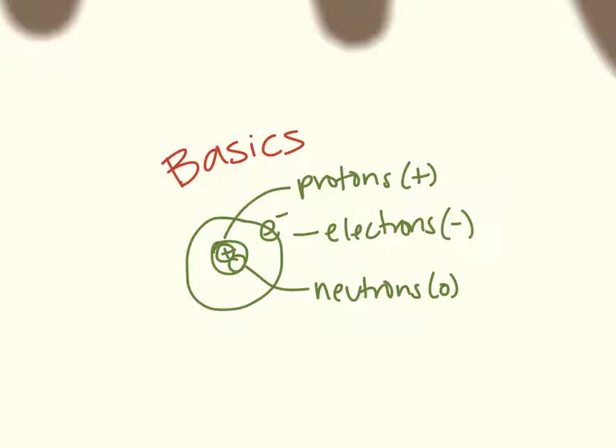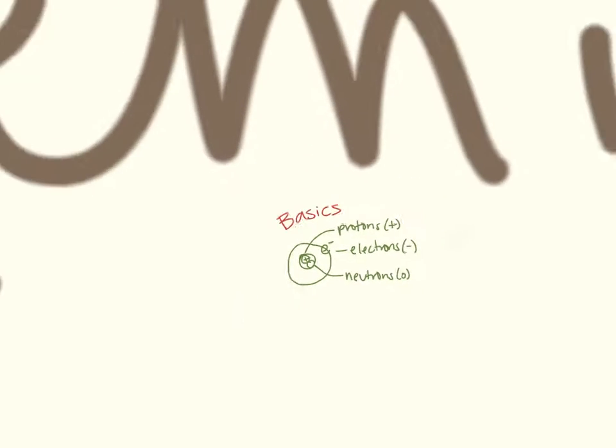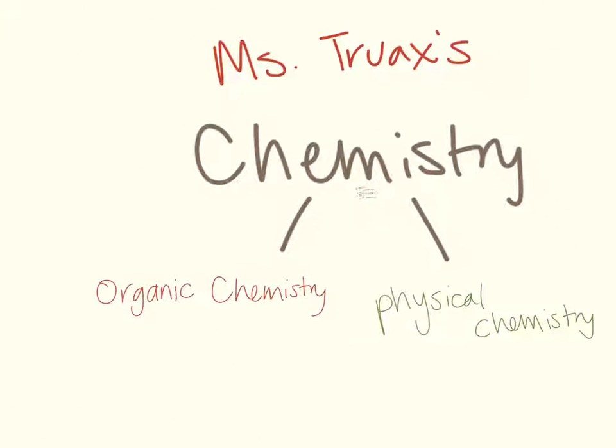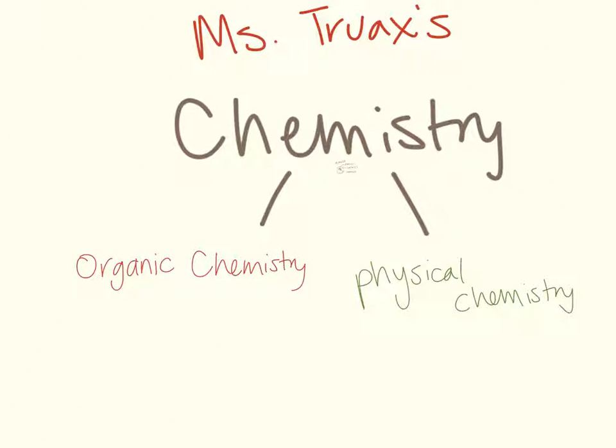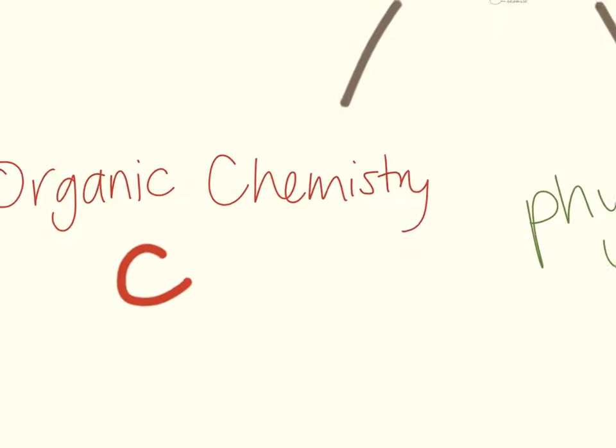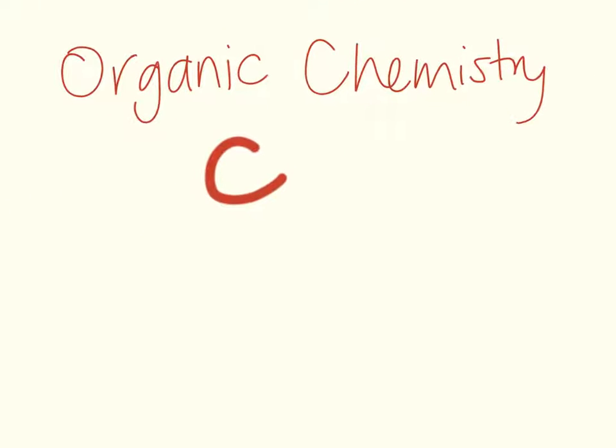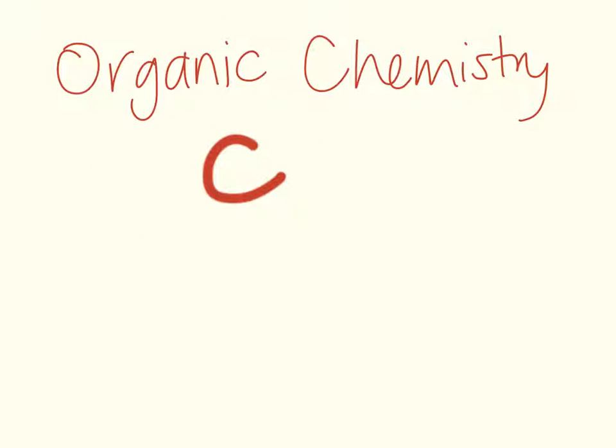Now we're going to talk about the difference between organic chemistry and physical chemistry, which are the two aspects of chemistry. So if we zoom out again, we have these two aspects, organic chemistry and physical chemistry. Basically, the only difference between organic and physical chemistry is that organic chemistry deals with molecules based on carbon, and physical chemistry doesn't really base on carbon molecules. So let's zoom in on organic chemistry. Why carbon? Why is carbon so important?